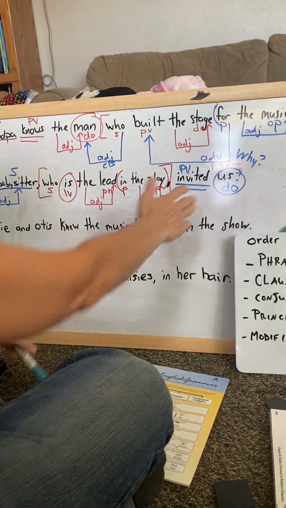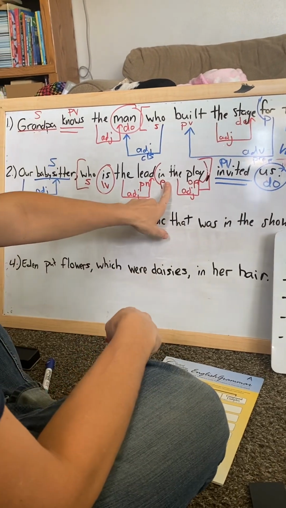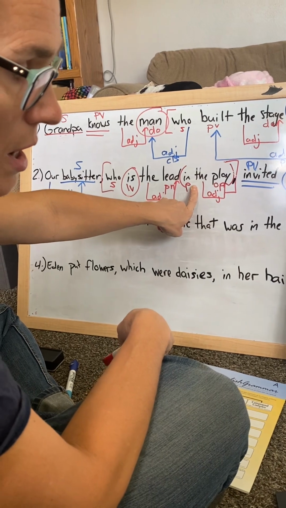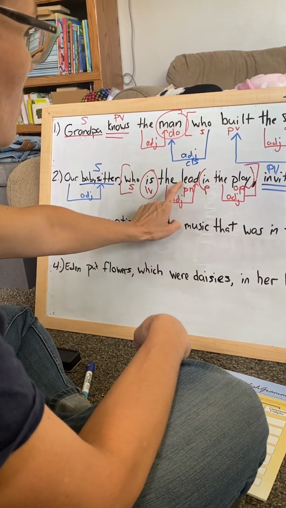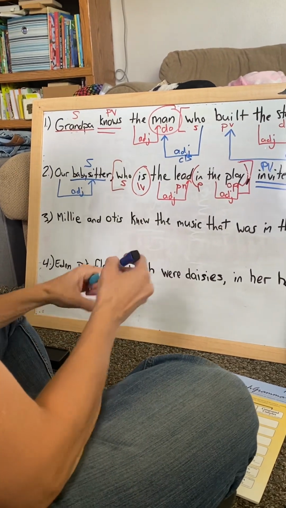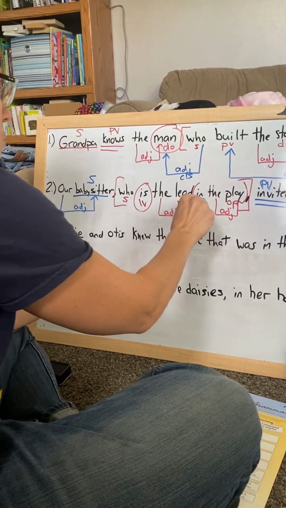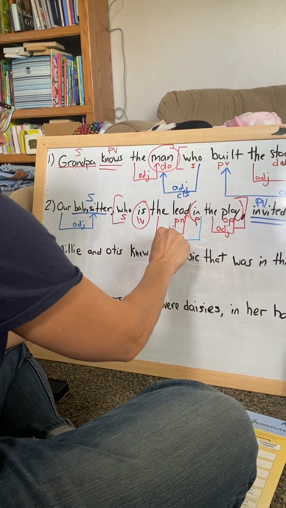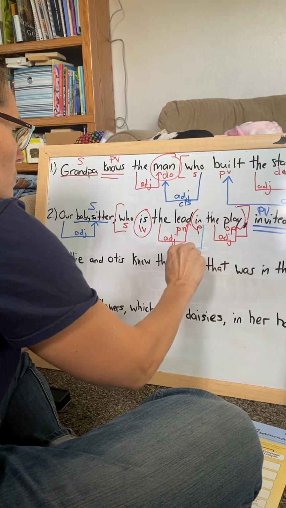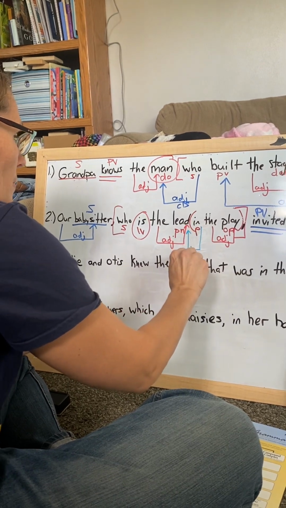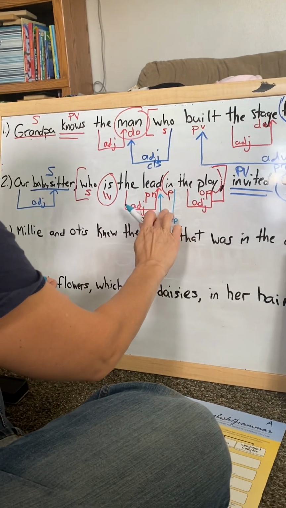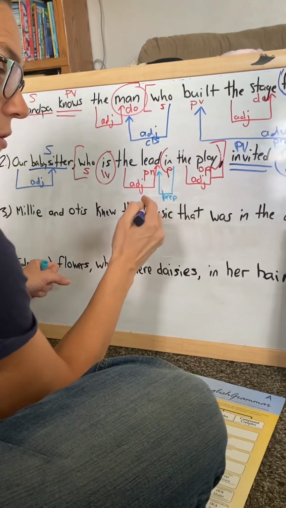Now, if we analyze from right to left, our prepositional phrase in the play is telling us more about the lead. Which lead? The one in the play, okay? It can get a little messy here. So this is a prepositional phrase, prep, and it is adjectival.